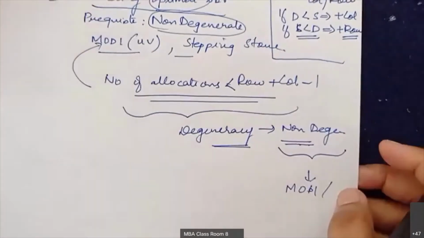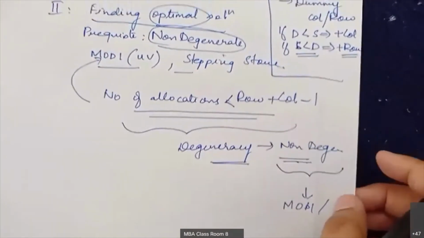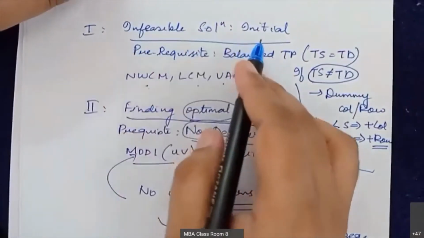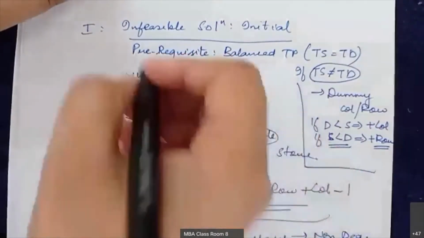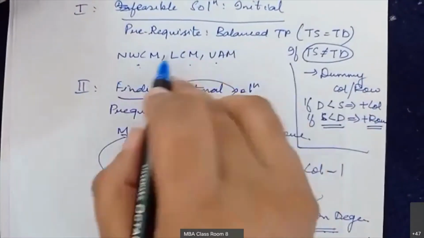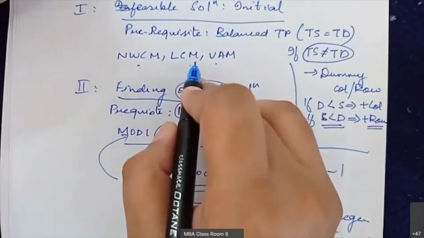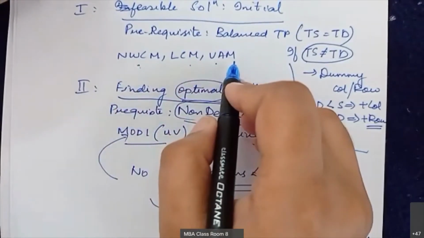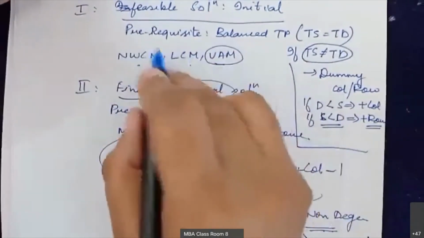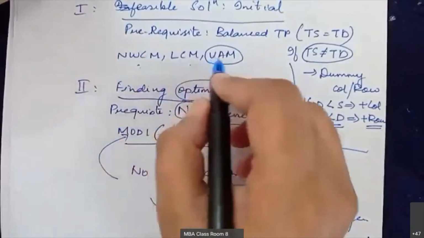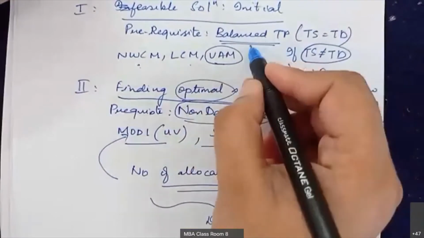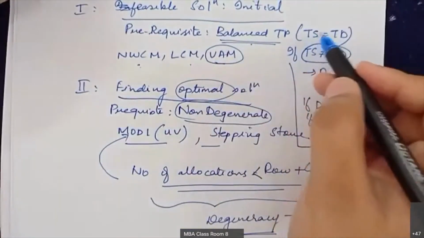So is it clear? These are the prerequisites that we require. Once again, we have two phases. Phase 1 is for finding the initial feasible solution. For that we have three methods: northwest corner method, least cost method, and VAM. Among these, VAM is the best method. Before starting with these three methods, we need a prerequisite: our transportation problem should be balanced. It is balanced if total supply is equal to total demand.